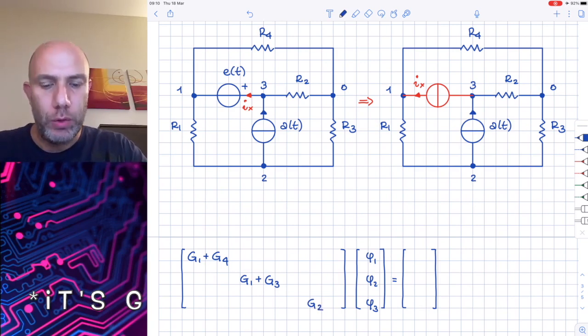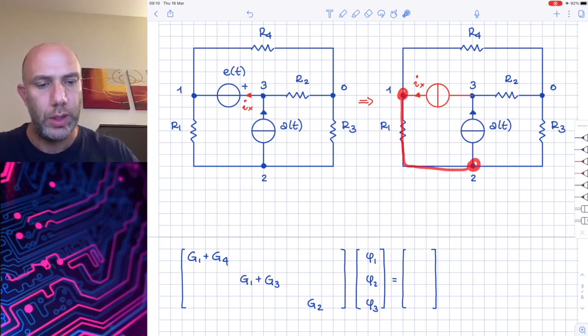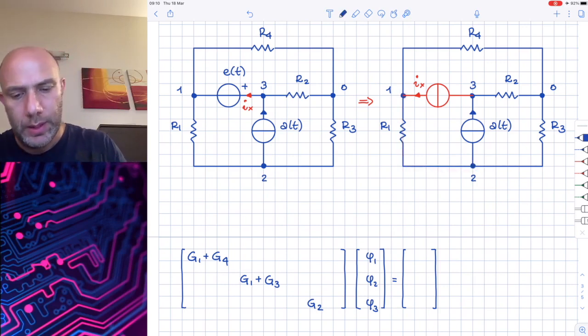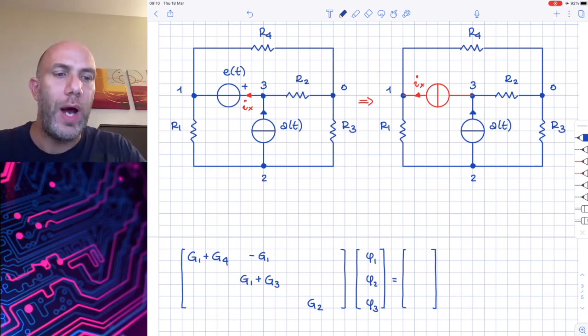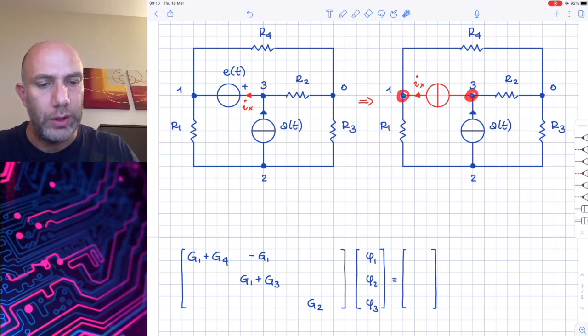Now, let's try to calculate the out-of-diagonal terms. In position 1, 2, we should put minus the conductance that connects directly nodes 1 and 2. In this case, we have only the resistance R1, and so we can put minus G1. Position 1, 3, we have to put the conductance that connects directly node 1 and node 3, but we don't have any conductance that directly connects 1 to 3, and so we have 0.